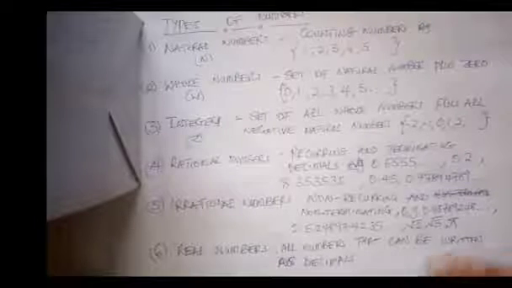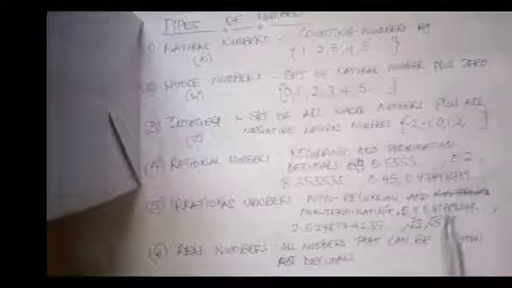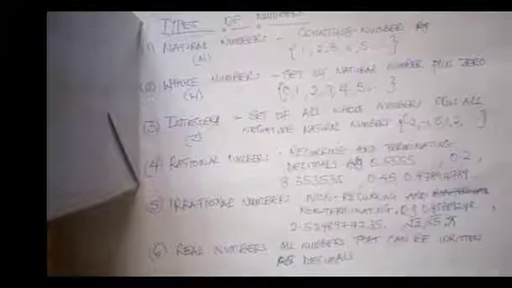So how about real numbers? Real numbers are numbers that can be written as decimals. Any number that can be written as a decimal is referred to as a real number. So irrational numbers fall in that category. Even rational numbers fall in that category as long as they can be written, they are measurable, right? And they can be written as decimals. Take note of that.